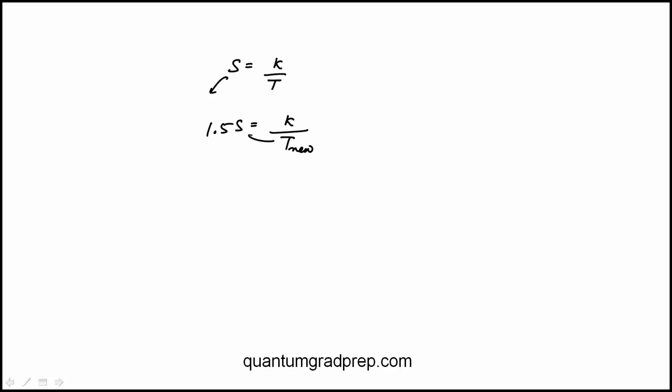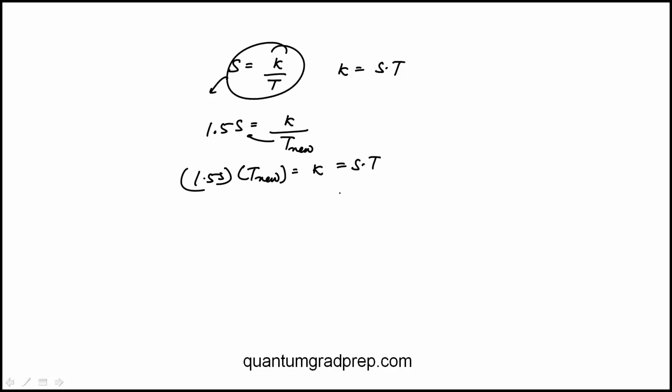So if I move this here, 1.5s times t new is equal to k, and k, if I manipulate this, is s times t. So I'm really interested in how does t new compare to the original t. You can forget about the k part, which is both equal. Divide by s, so we get t new is t over 1.5. So the original. So the question is, what happened to it?